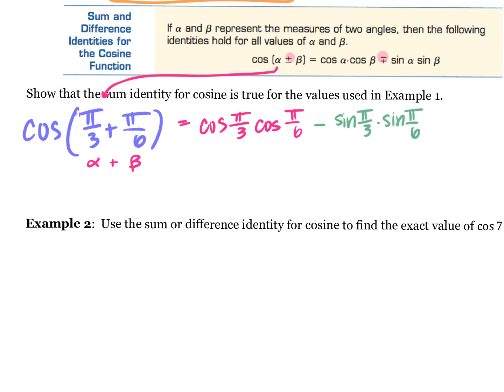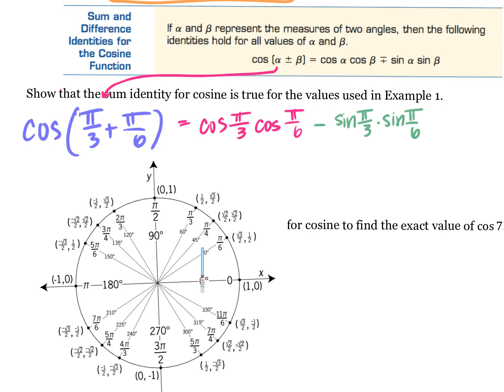Cosine of pi over 3, what is it? Cosine is just the x, it's not sine. What's the x coordinate at pi over 3? Cosine at pi over 3 is a half, times the cosine at pi over 6. The sine of pi over 3, sine is the y coordinate there, is root 3 over 2. Times the sine of pi over 6, which is 1/2.